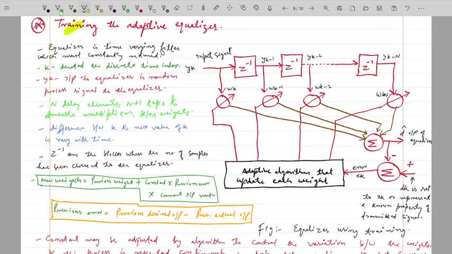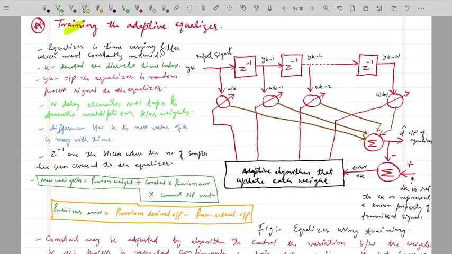So what is an equalizer? What are adaptive equalizers? Basically, adaptive equalizers are equalizers that use adaptive algorithms and some weights, and these weights are changed according to the output and according to the error signal. So the adaptive algorithms and weight systems are used in this adaptive equalizer. All these things we will discuss later in detail in this video.